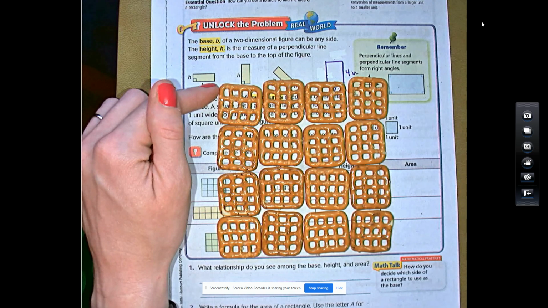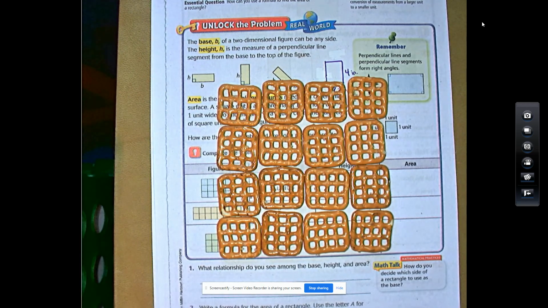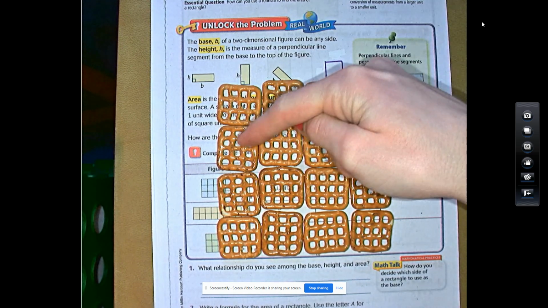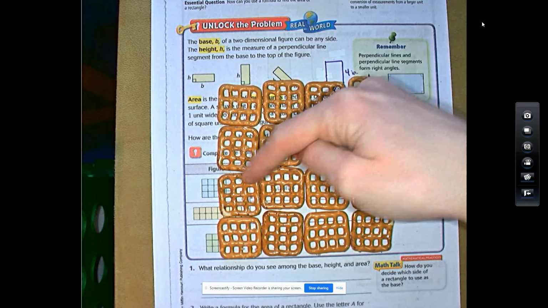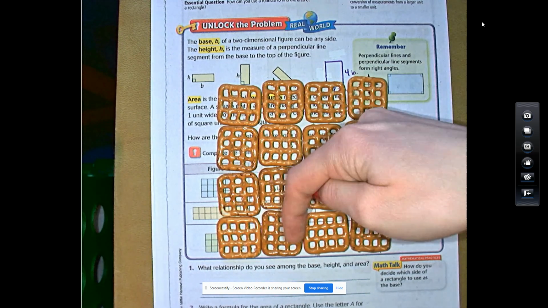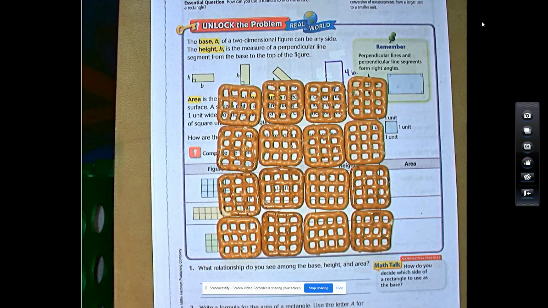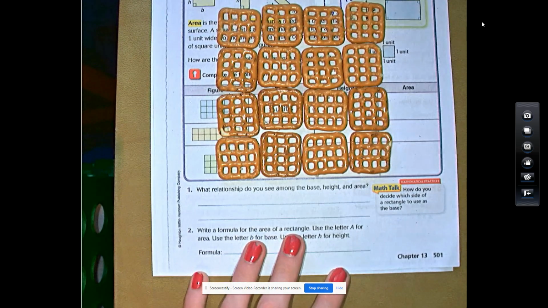On this one, let's count the area. How many square units does it take to cover it? 1, 2, 3, 4, 8, 12, 16. In this exact shape, the perimeter is the same as the area, but you don't write them the same. I want to show you this. I slide my little pretzel house up here.